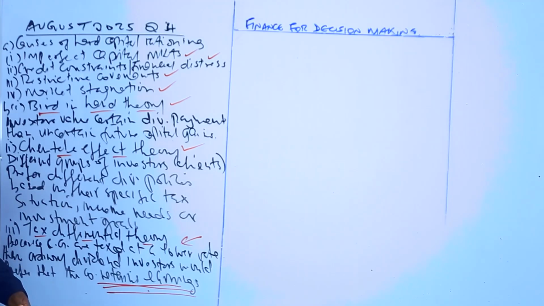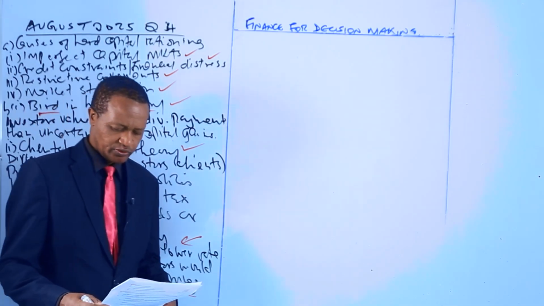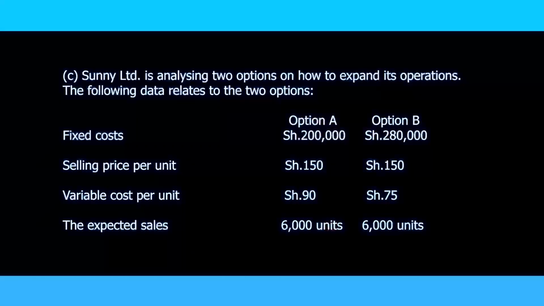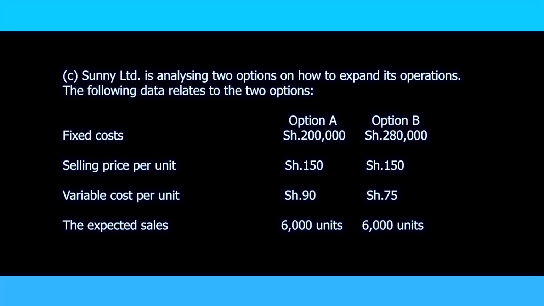We're done with part A and B. Let's move to part C of this question. Sunny Limited is analyzing two options on how to expand its operations. The following data relates to two options. So we have option A and option B.